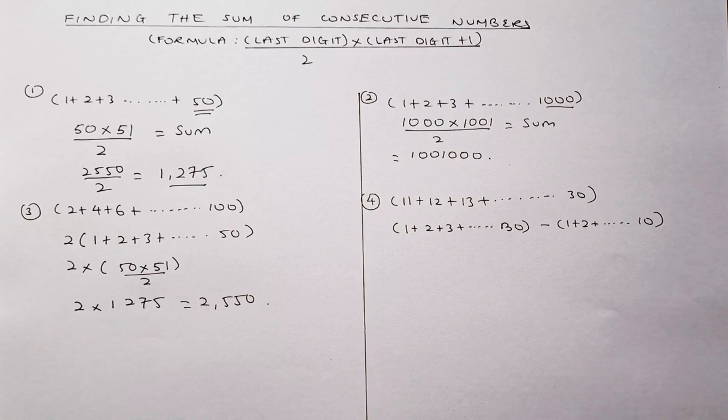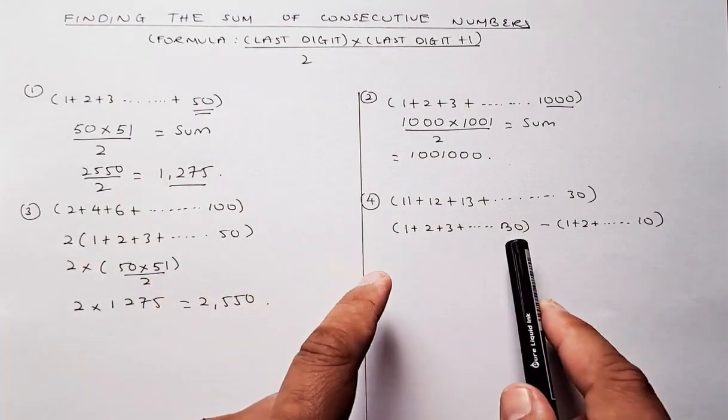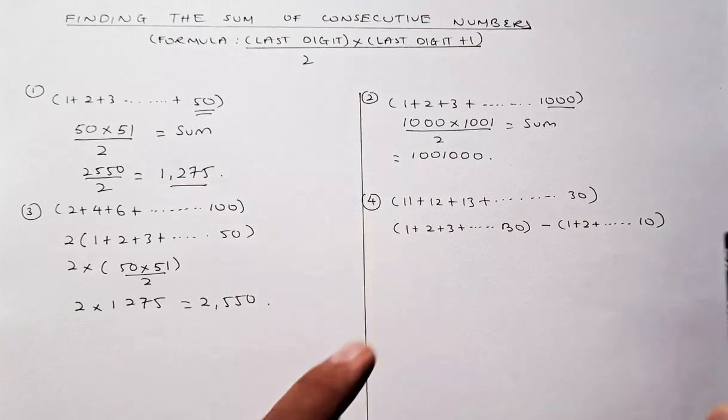The last question is question 4. What happens if it doesn't start from 1? So it starts from 11, 12, 13. The trick is that you take 1 to 30 and you subtract the first numbers. So you take 1 to 30 minus 1 to 10. Hope you get what I mean, okay?